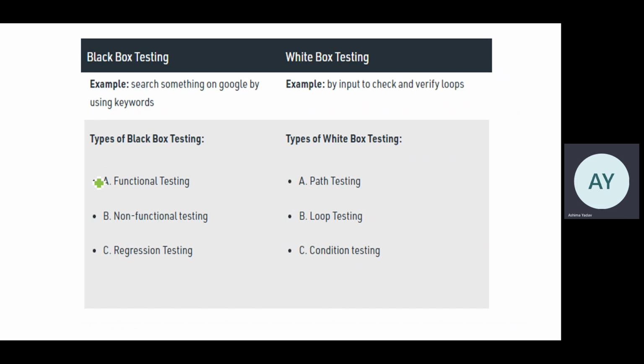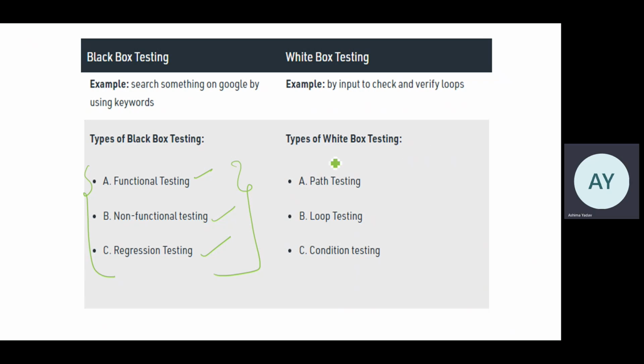So these are the different types. Under black box, I might have functional testing, non-functional testing, and regression testing. In all these three types of testing, I do not care what exactly is written inside the code. I only care about what output I am getting.